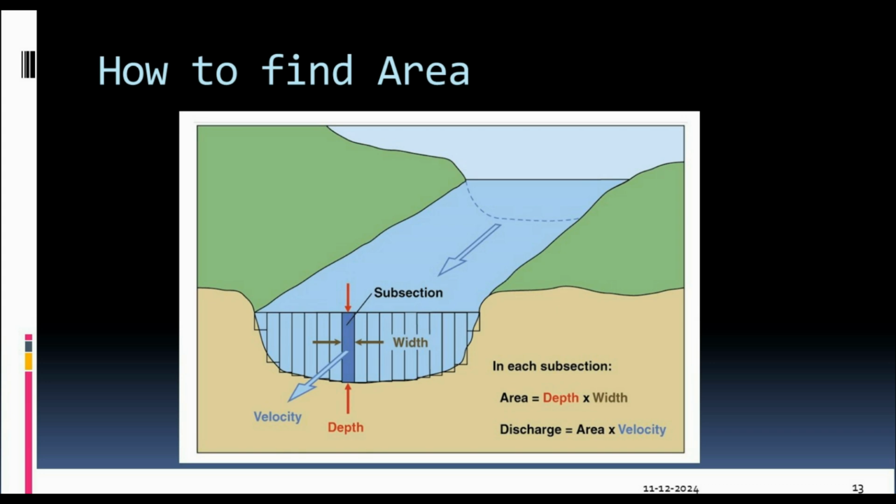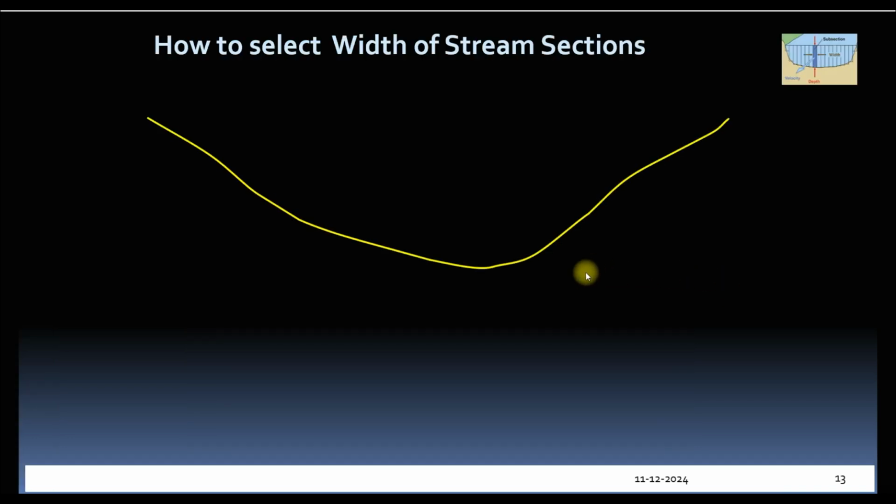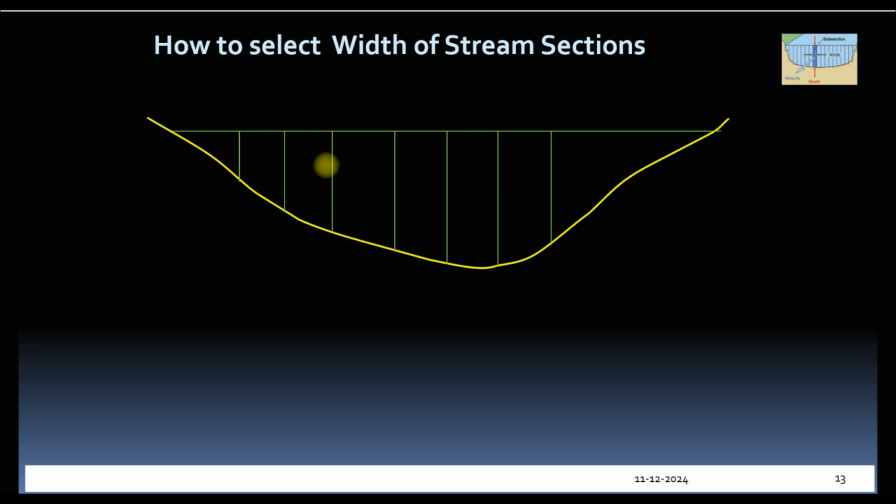Let's go back to finding the area of cross-section. We have two questions here. Will adding all these rectangles give us the area of cross-section, or how do we select the width of these rectangles? Let's find the answer to these questions. Draw a cross-section of a river and divide the cross-section into segments with the help of verticals.